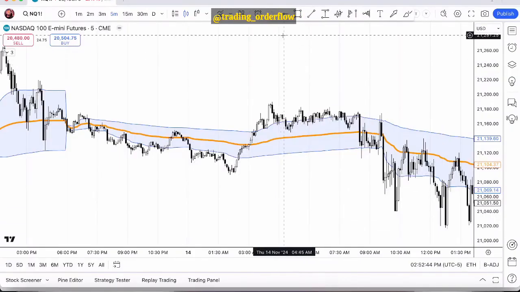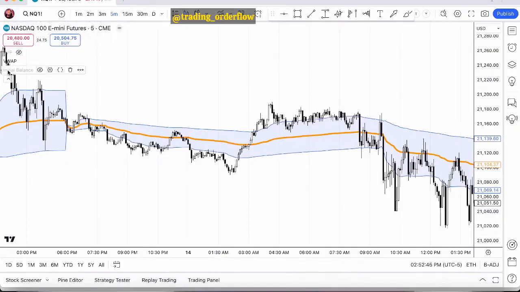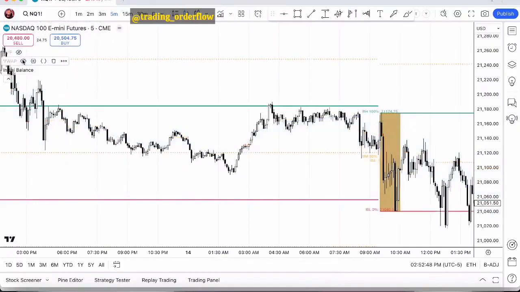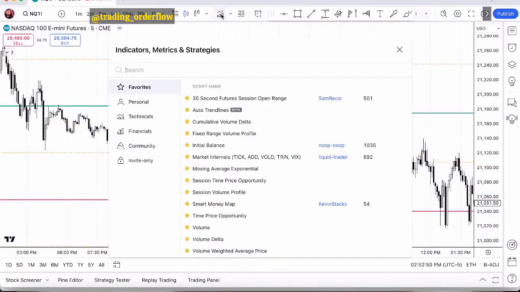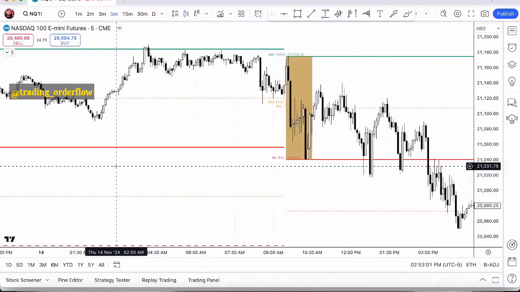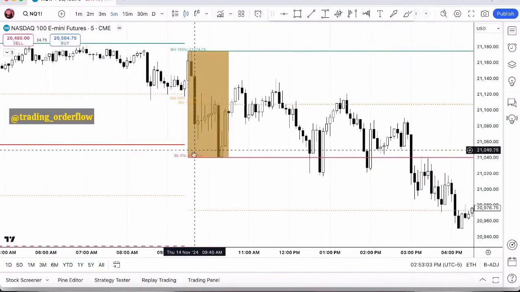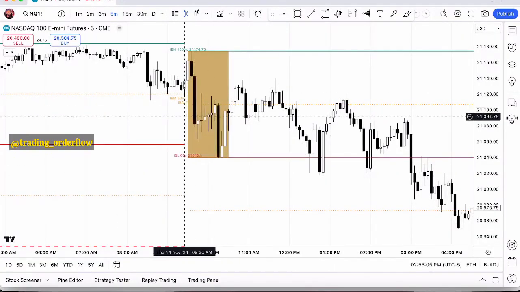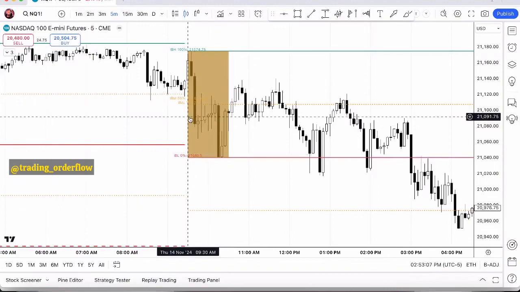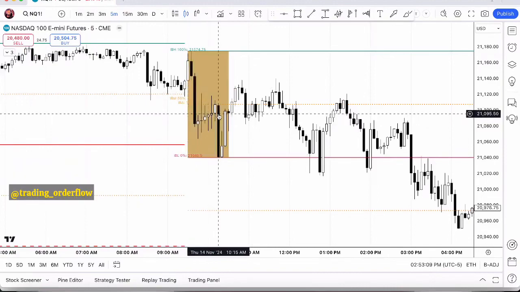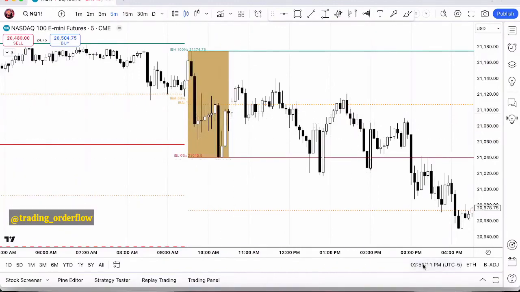Let me turn on my IB tool here. The one you want to add in TradingView is called Initial Balance, by Noop. This is the one I like. You need to make sure that the timing is correct. My TradingView does something really weird. Obviously the market open is from 9:30 to 10:30 a.m. Eastern Standard Time. My time is correct here.